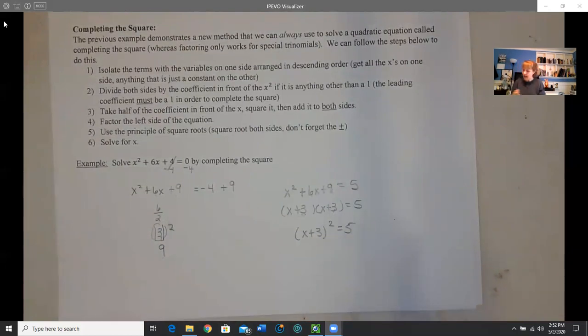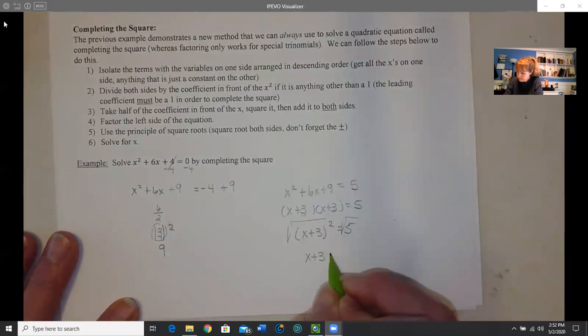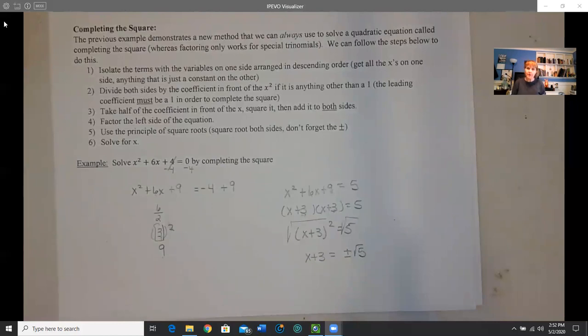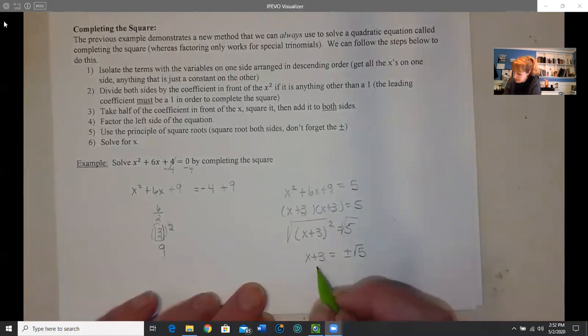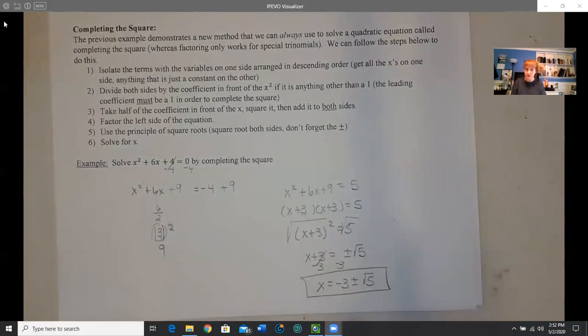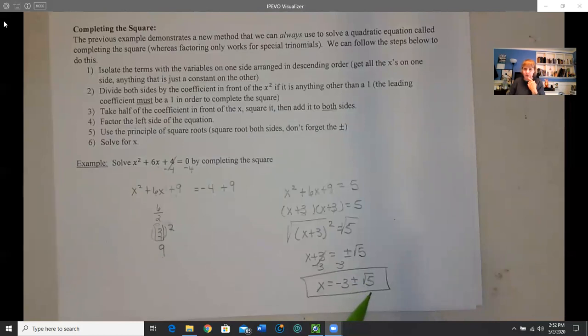Okay. And now we take the square root of both sides. Don't forget your plus or minus the square root of 5, which cannot be simplified. So then we subtract 3: minus 3 plus or minus the square root of 5. And there's our solution to this equation. You could not have known that it's an irrational solution, and we couldn't have done that by factoring. So we have this completing the square.